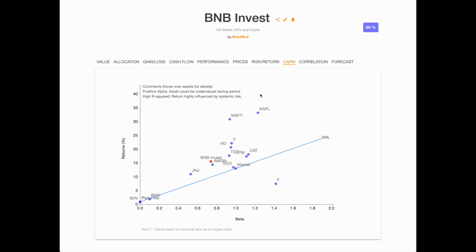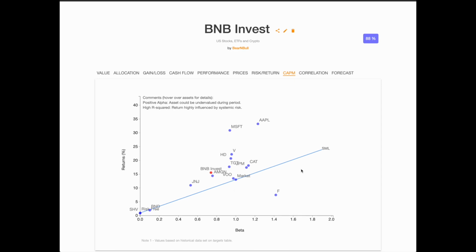We do add a comment here on the upper left corner of the graph with a quick assessment for the portfolio itself. This graph is important not only to tell us if an asset might be overpriced or underpriced, but to assess the level of systematic risk in our portfolio and for its assets.